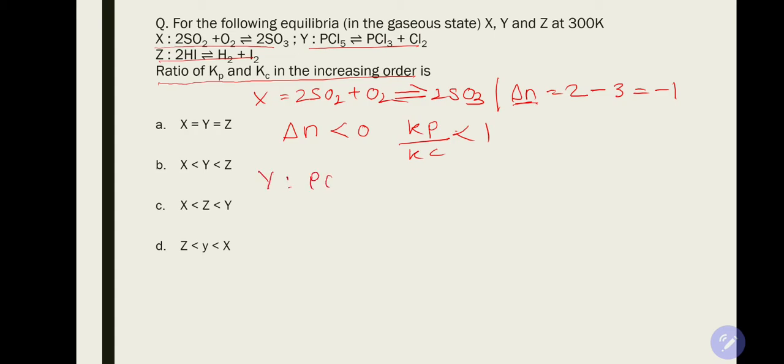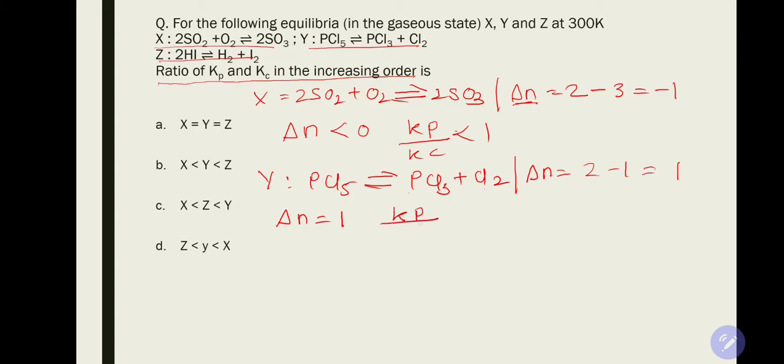Y is given by PCl5 gives PCl3 plus Cl2. Now here again, what is the value of delta N? Delta N is the product, that is 1 plus 1, 2, minus this 1, so it is 1. When delta N is equal to 1, we can see that Kp upon Kc is greater than 0. If the value of delta N is greater than 0, the Kp upon Kc ratio is also greater than 0.